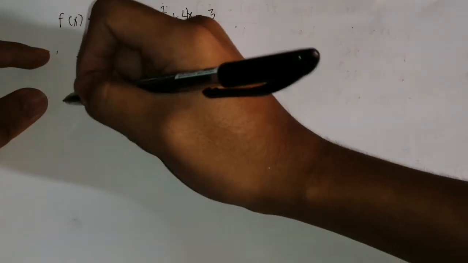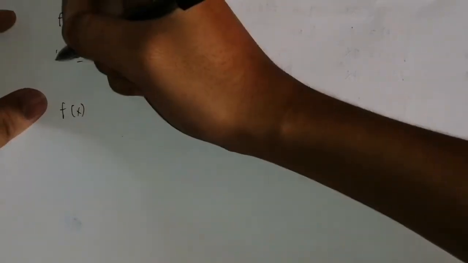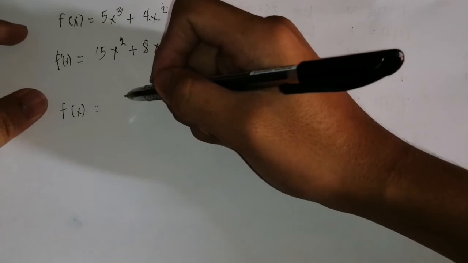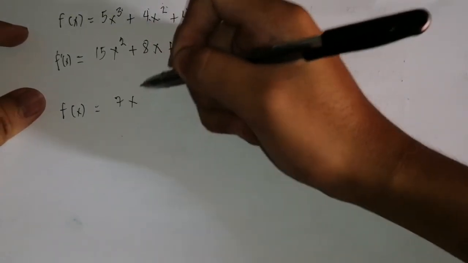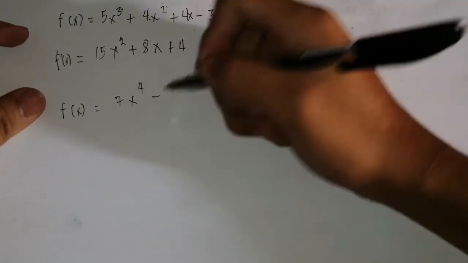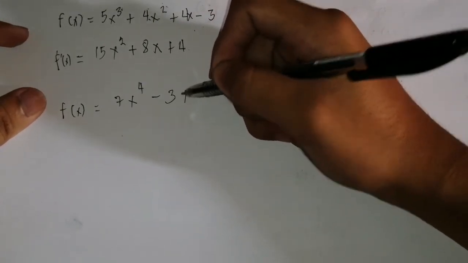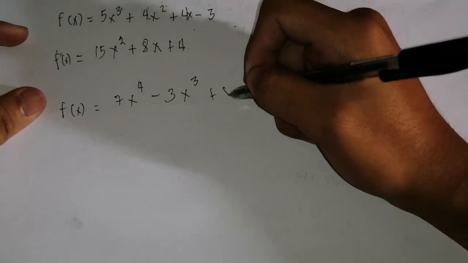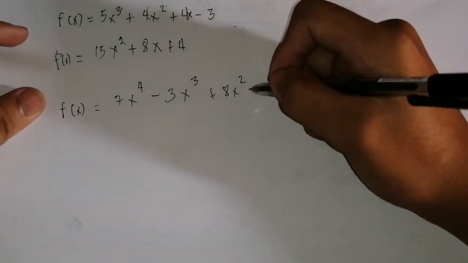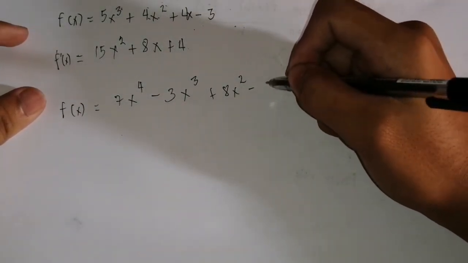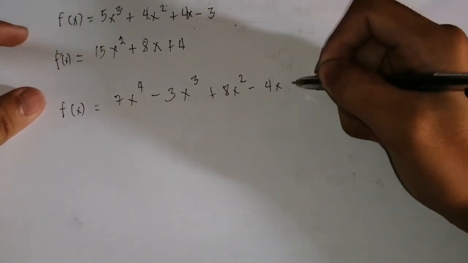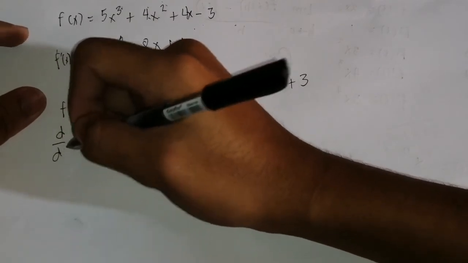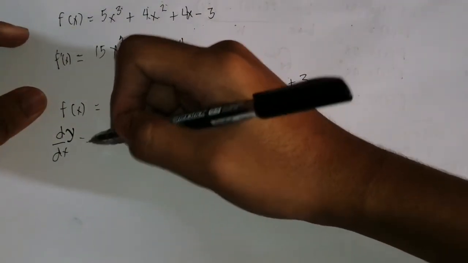Okay. Another example is f of x, and we want f prime of x. So, f of x is equal to, let's say, 7x raised to 4 minus 3x raised to 3 plus 8x squared minus 4x plus 3. What is the derivative, or dy over dx, or f prime of x of this?